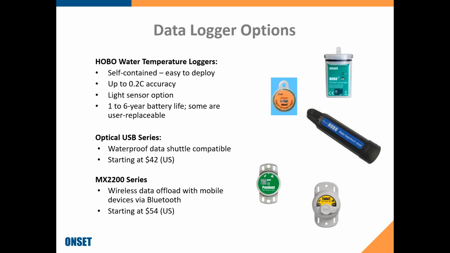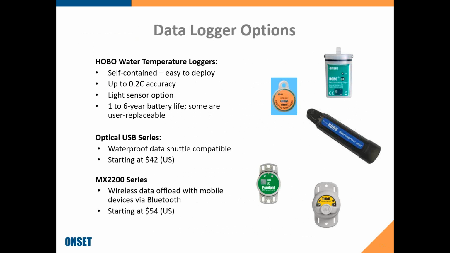We have 2 series of temperature loggers now. We have the optical USB series, such as the 3 loggers shown in the upper right, the Tidbit and the Pendant and the HOBO Water Temp Pros. Those start at $42 in US dollars. And then more recently, late in 2017, we introduced the MX 2200 series loggers, which feature wireless data offload with mobile devices such as an iPhone or an iPad or an Android, using the Bluetooth that's built into those devices. Those are reasonably priced as well, starting at $54 US dollars.